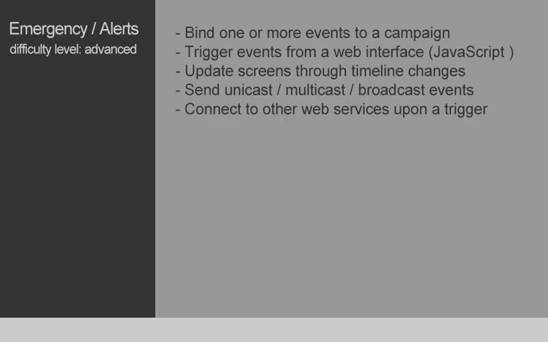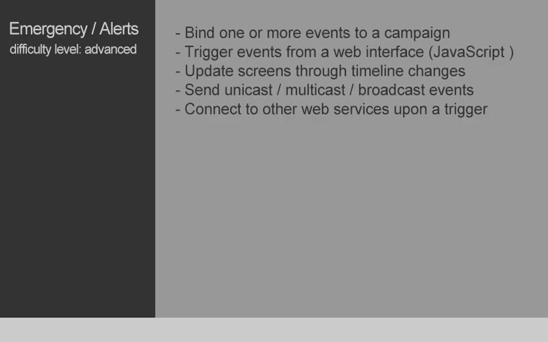So for example, universities would integrate their existing emergency system with the digital signage. So if, let's say, there's a fire, all the screens or the specified screens could go ahead and display a particular message, for example, evacuate the building, with an arrow to the exit signs. And in this video tutorial, we'll explain how to configure and trigger these types of events.